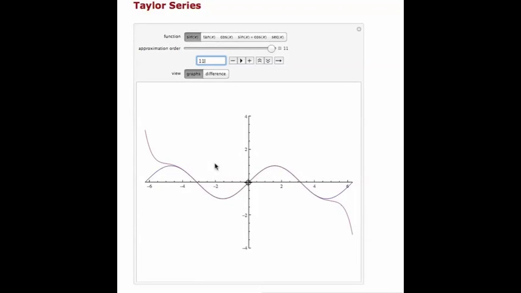This is available if you just Google Wolfram Demonstration Project or Mathematica Taylor Series. You can find this. It's all free. You can download it for yourself.